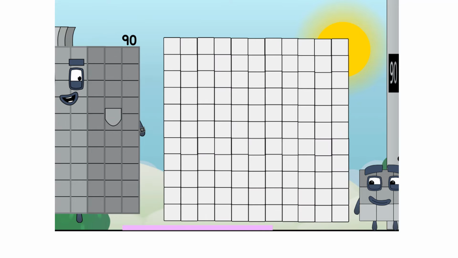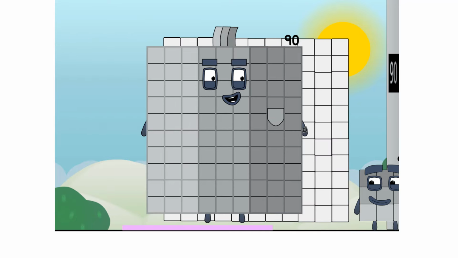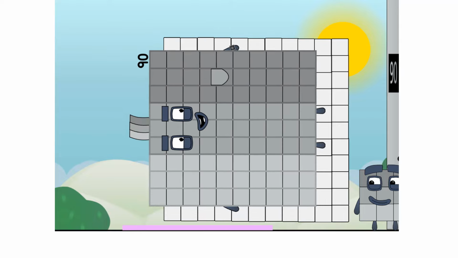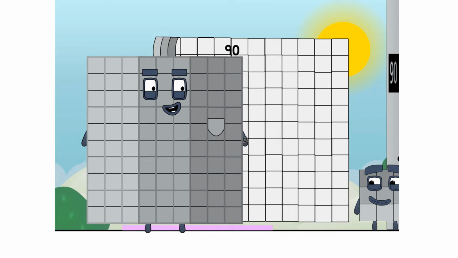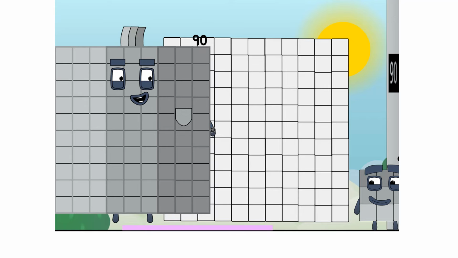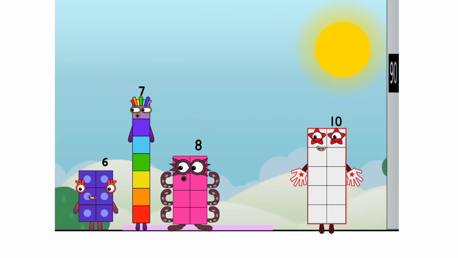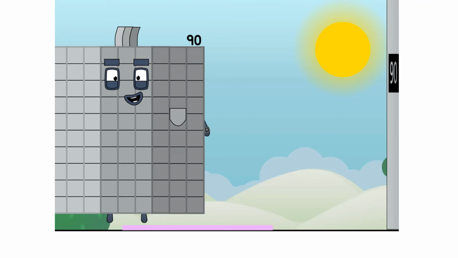This grid is 10 blocks by 10 blocks. But I am 2 columns short. Or 2 rows. Either way, I'm not all square. Anyways, I am 9 tens.